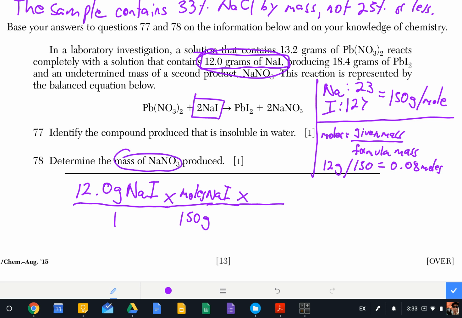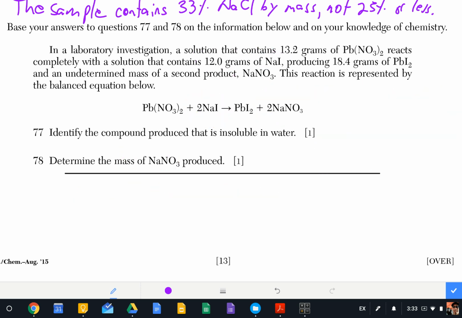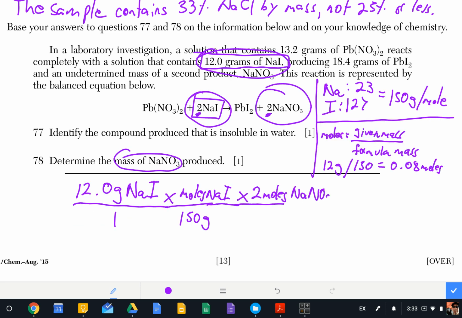So now we're going to have to use the equation. If you look, we're looking at sodium iodide and sodium nitrate. Something here is going to make our lives easy: if you look at the coefficients in front of those two compounds, you see that 2 moles of sodium nitrate corresponds to 2 moles of sodium iodide, which basically means it's a 1-to-1 ratio, right? 2 to 2 is 1-to-1. It's kind of like a cooking recipe.